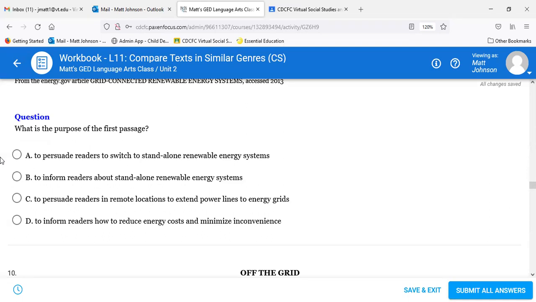Yes. What is the purpose of the first passage? A, to persuade readers to switch to standalone renewable energy systems. B, to inform readers about standalone renewable energy systems. C, to persuade readers in remote locations to extend power lines to energy grids. D, to inform readers how to reduce energy and cost and minimize inconvenience.